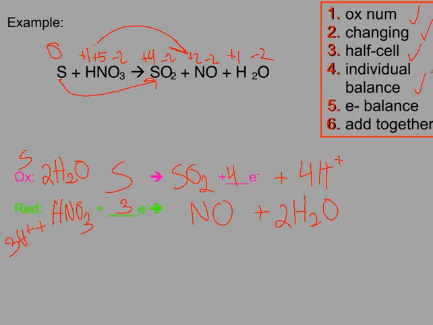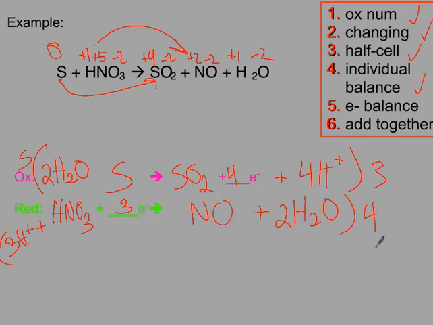Now I need to balance the electrons. My first reaction is losing 4 electrons. My second reaction is only taking in 3. Okay? So I have to get that to balance. If I take and multiply this whole thing by 3 and this whole thing by 4, now I'm losing and gaining 12. And that's fine because I can lose the same amount I gained. Okay? Now I can add them together.